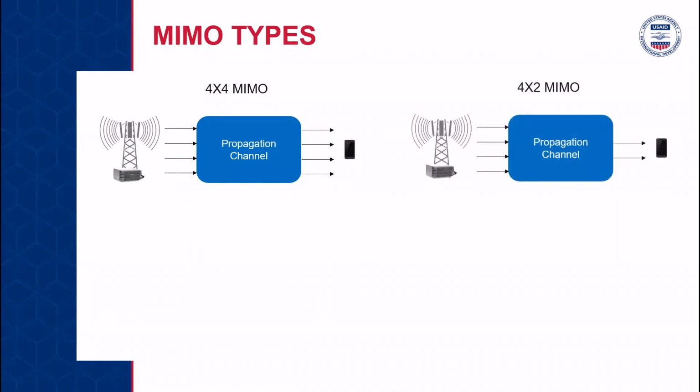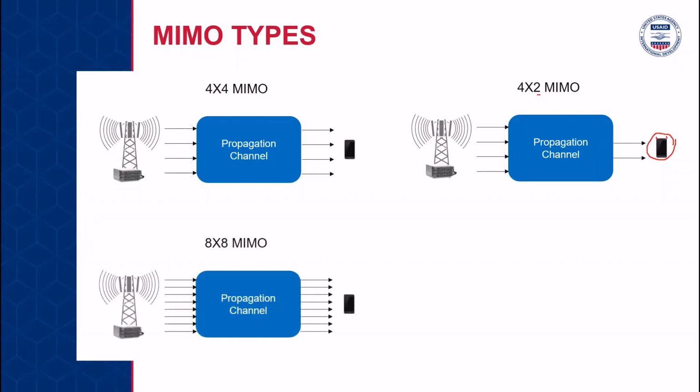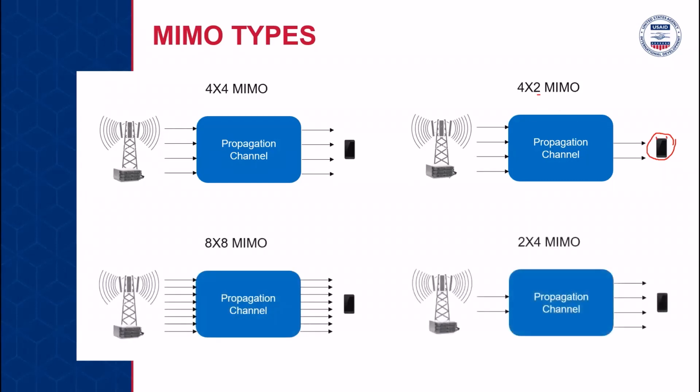We have 4x2 MIMO if there's a limitation on our users, our UEs. There are some user equipments that are not capable of 4x4 transmission, so they only have 2 receive antennas. That's why it is 4x2 MIMO. And then we have 8x8 MIMO and 2x4 MIMO.